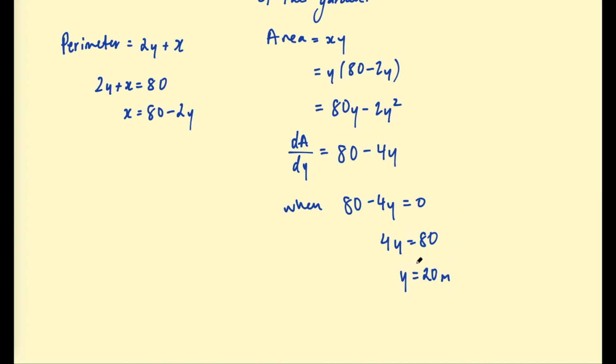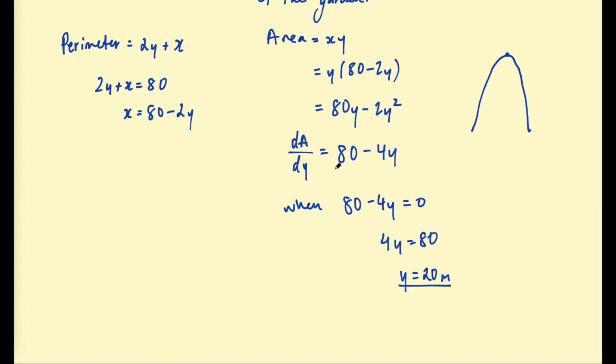And why do we know this is in fact a maximum? Well, this is a quadratic. It's a negative quadratic because the coefficient of y squared is a negative 2. So we know that it has this shape. Okay, and a quadratic only has one stationary point. A negative quadratic has one stationary point being a maximum. So we know, in fact, when we found this stationary point, it will be a maximum, and this width is when the area of the garden has a maximum area.